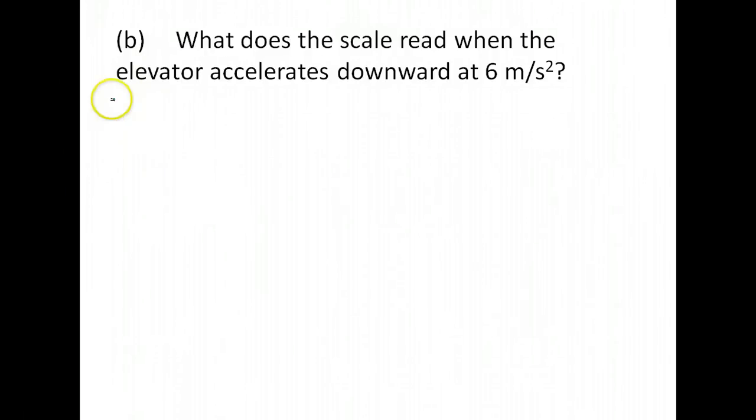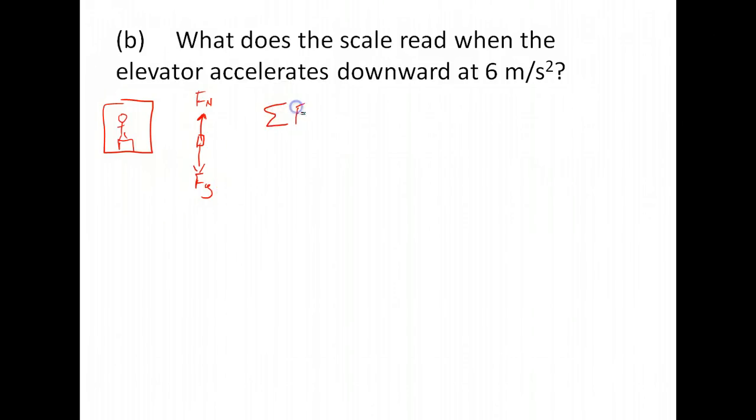Alright, so here's the third and final part to this. What does the scale read when the elevator accelerates downward at 6 meters per second squared? And so again, we have that student standing in the elevator, but this time that student is going to be accelerating downward. So we still have the same free body diagram as we had in A. The force of gravity down and the normal force up, and the normal force is the reading of the scale, but now it's accelerating downwards.